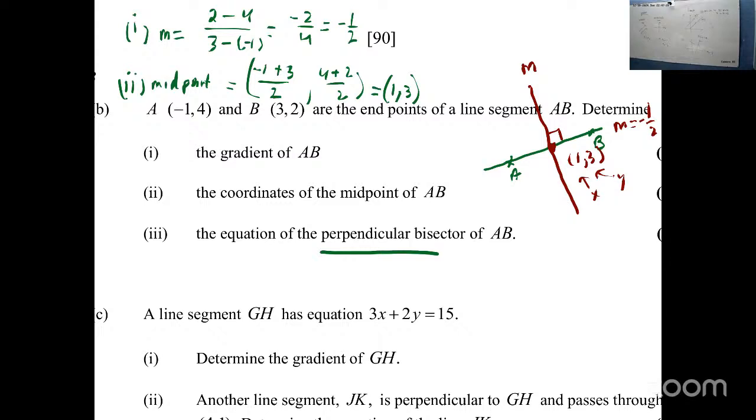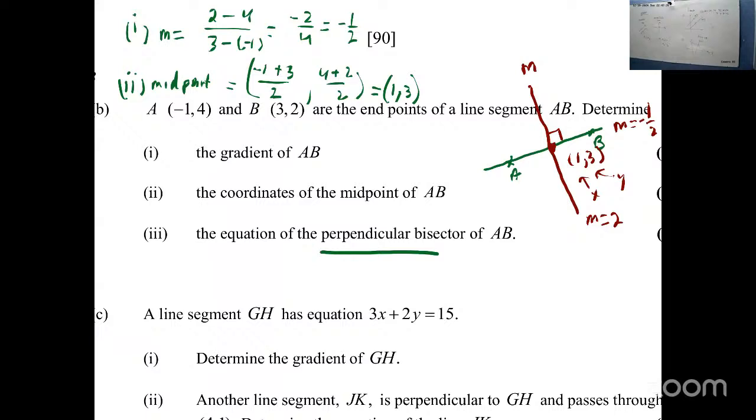Negative reciprocal. Look at the one on the board. The gradient here was -0.5, and the next one was 2, right? So the gradient of the red line is 2. Okay? David, you sure?